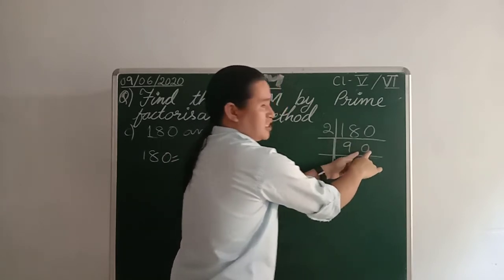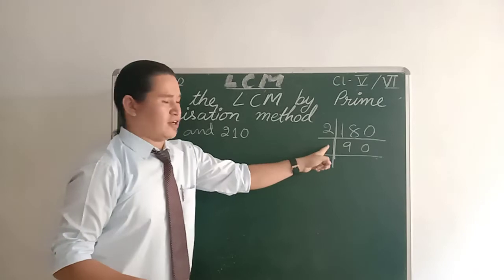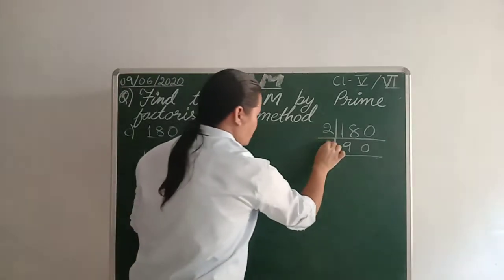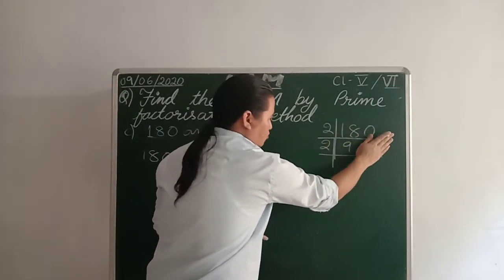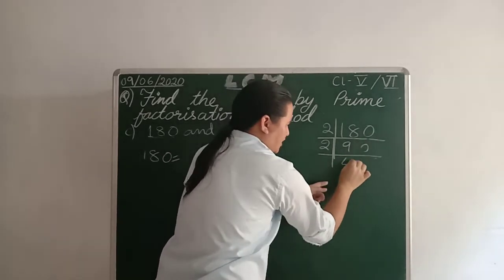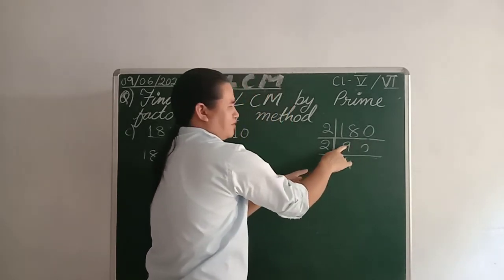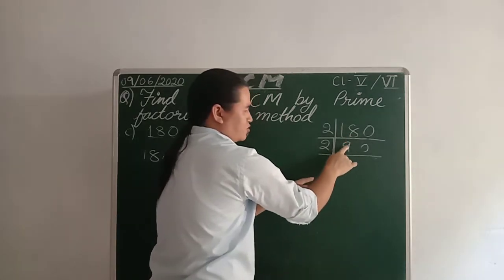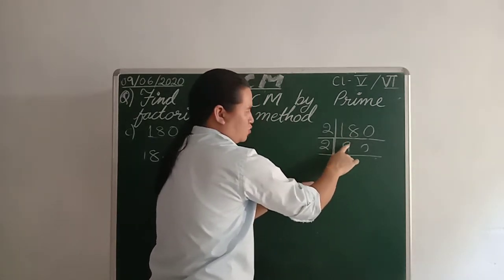Now since 90 is an even number, we can again break it down by 2. If you forget about this 0, 9 is only here. So how many times does 2 go into it? 2 4s are 8. And when you subtract 9 minus 8, you will get 1. So 1 remains here.